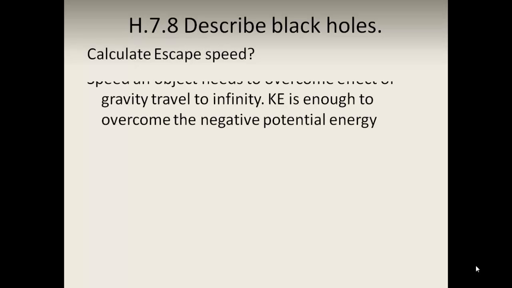So to describe black holes, we first of all need to understand the idea of escape speed. The escape speed, or escape velocity, is the speed an object must have to overcome the effect of gravity so that it is able to travel to infinity, and when it gets to infinity the velocity will be 0. So the kinetic energy that it has when it leaves the surface of a planet is just enough to overcome the negative potential energy.